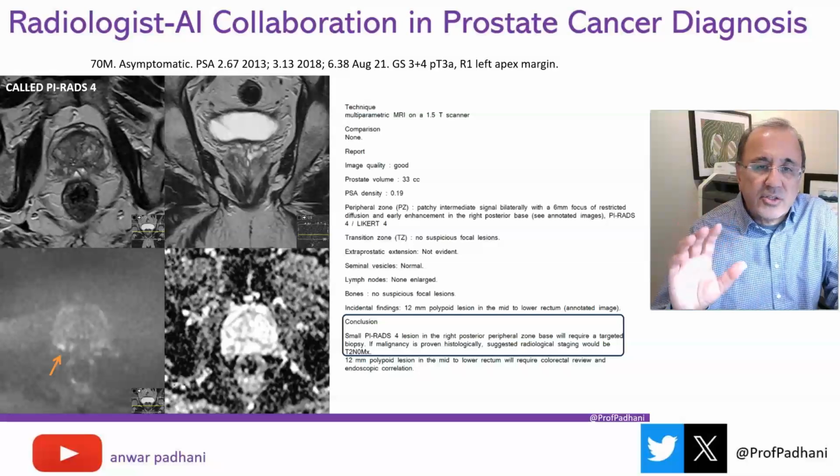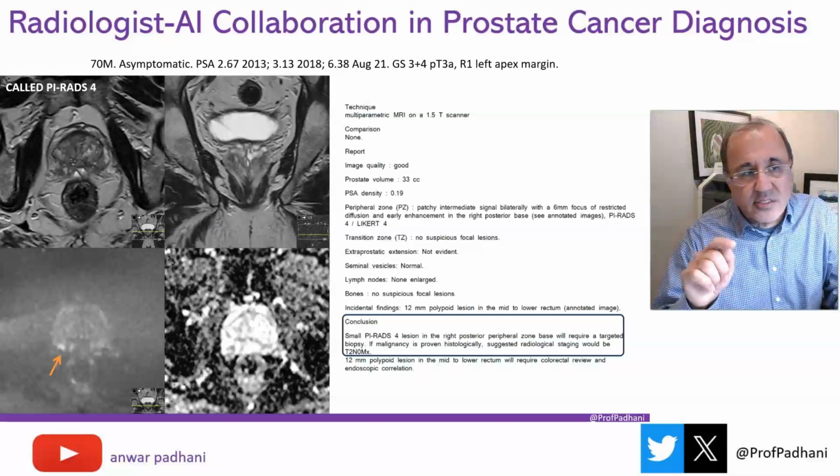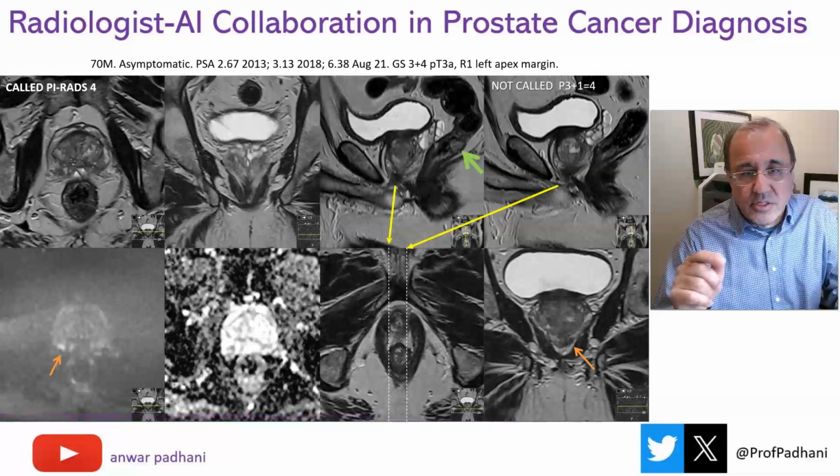And I just wanted to illustrate some of the limitations with this case. So a 70-year-old man, you can see by the arrow that there is a PIRADS 4 lesion at the right base, and correctly so. The radiologist also sees a polyp, and you can see the polyp here in the rectum, and then the radiologist stops there.